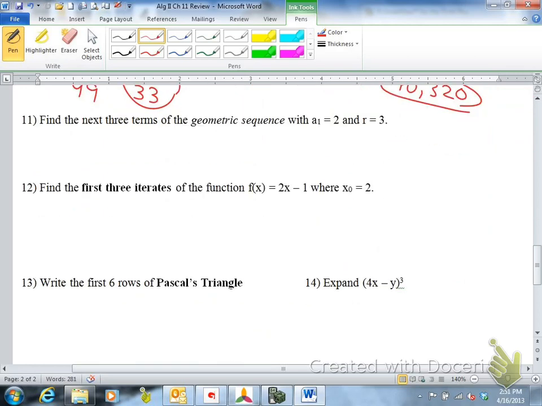Number 11, find the next 3 terms of the geometric sequence. You start at 2 and you're multiplying by 3. So you have 2, 6, 18, and 54. These are the next 3 terms.